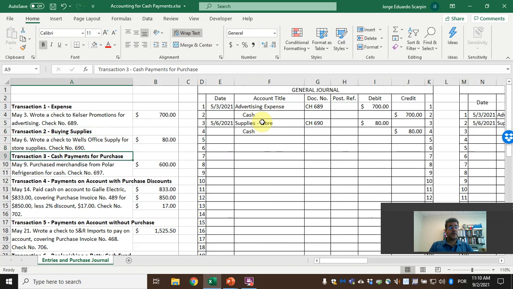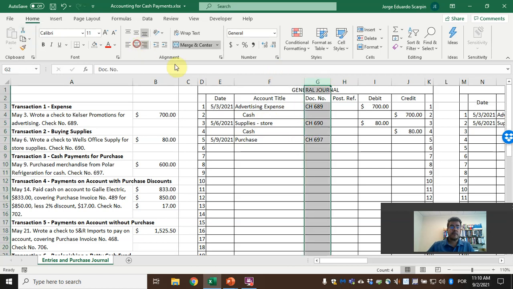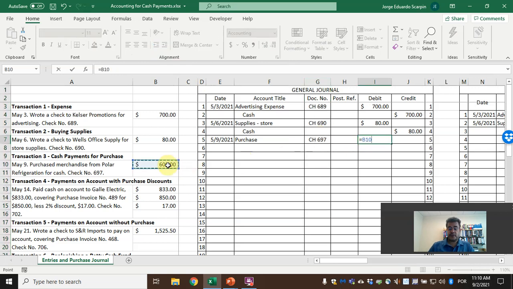Now, cash payment for purchase. So here, May 9th, and purchase from Polar. So, debit, purchase, check, whoops, 697. How much? 600. Cash 600.